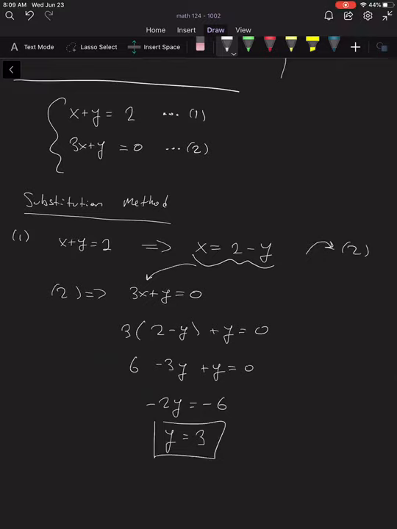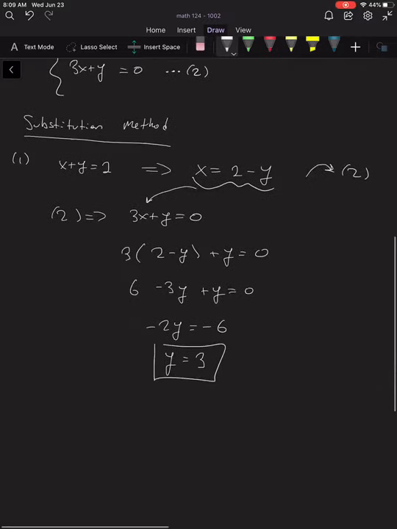Now to find x, we could just plug this y into either equation 1 or 2. So we have these two equations to choose from. Let's just choose the first one. Now let's plug this into equation 1. Again, we can plug this into equation 1 or 2. It doesn't matter which one.